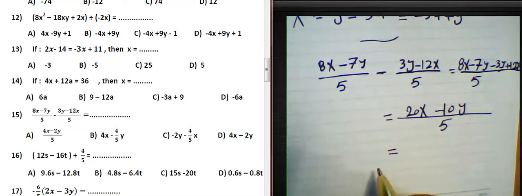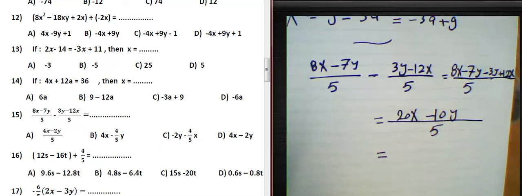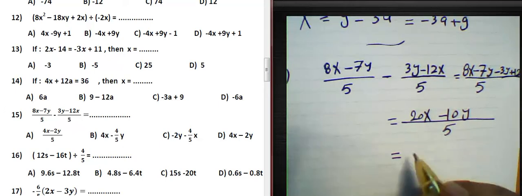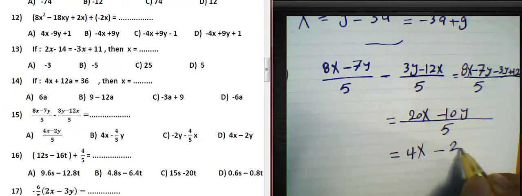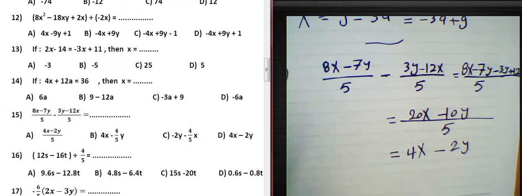Okay, the last step, we divide by 5. 20x divided by 5 equals 4x. 10y divided by 5 equals 2y. So the result will be 4x minus 2y.